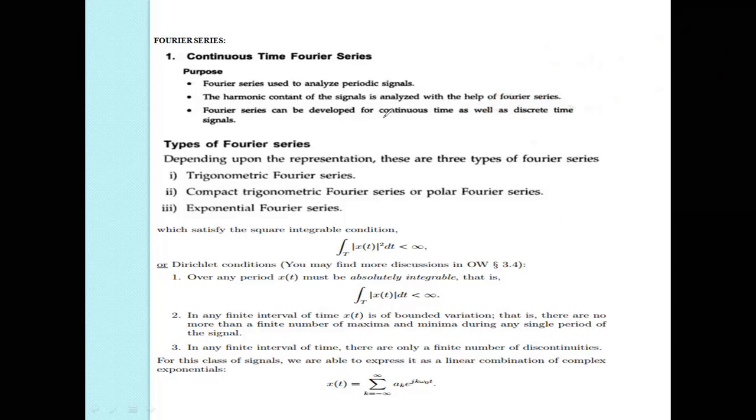And the Fourier series can be developed for continuous time as well as for discrete time signals. There are three types of Fourier series we have: trigonometric Fourier series, compact trigonometric, which is also called a polar Fourier series, and the third one is an exponential Fourier series.